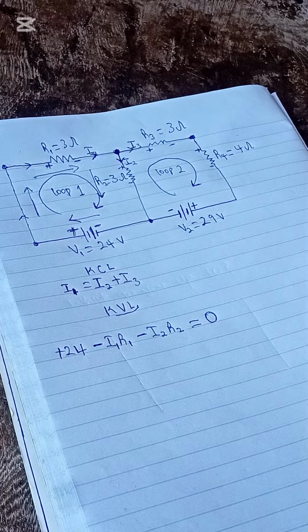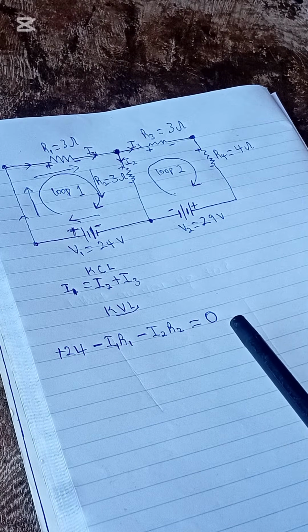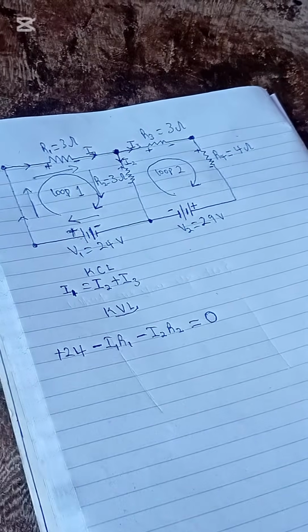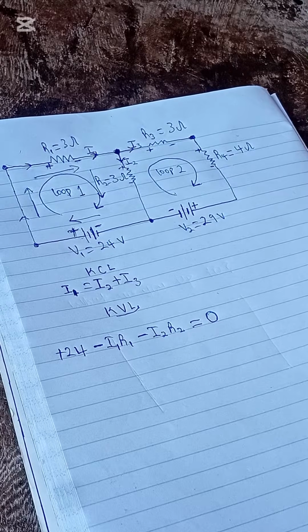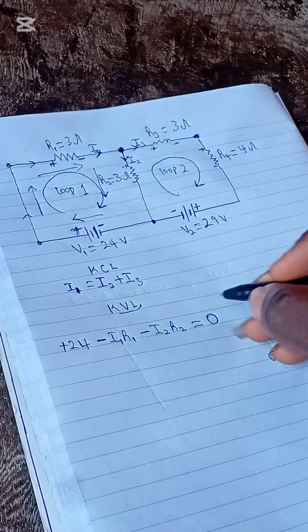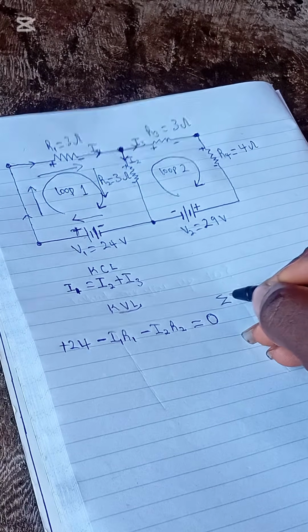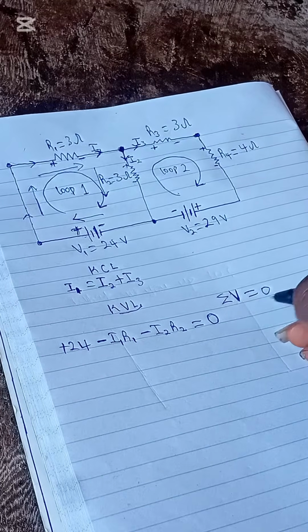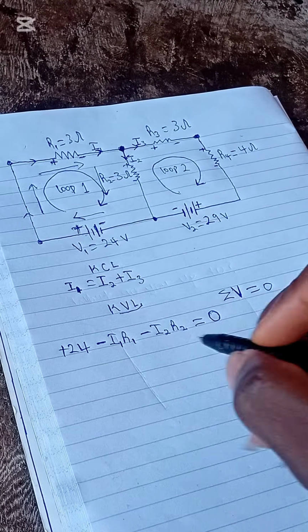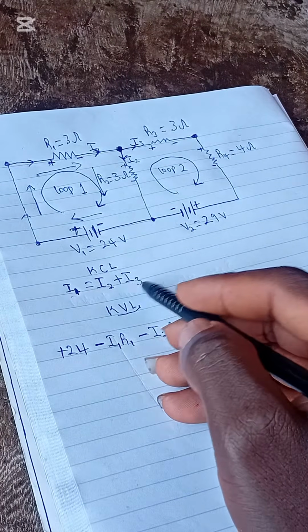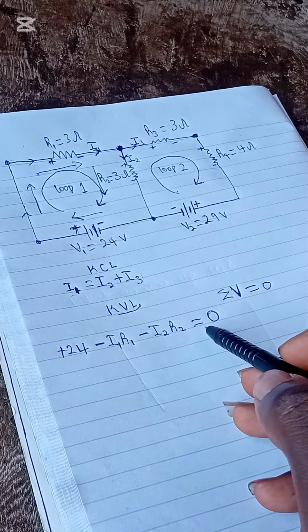Are we together? So that's our KVL for the first loop. Why do we equate it to 0? Because the law states that the sum of all the voltages, the summation, is equal to 0. Don't forget this, equals 0 for the KVL. Now that's the second equation. This is the first equation from the KCL. This is the second equation from the KVL.